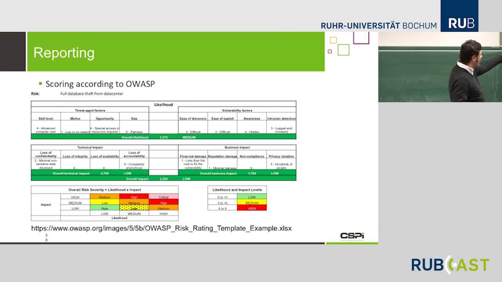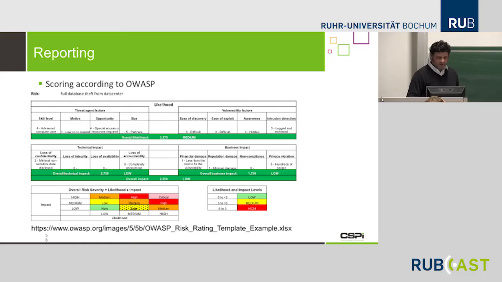One is the OWASP scoring. First of all, the risk matrix here: you see that the risk is the product of impact and likelihood. Yeah? And in the matrix, if you combine low and low, it's still low, or if you have a medium likelihood and low impact, the overall risk will be low. So this is something you may use, you may adapt for yourself.